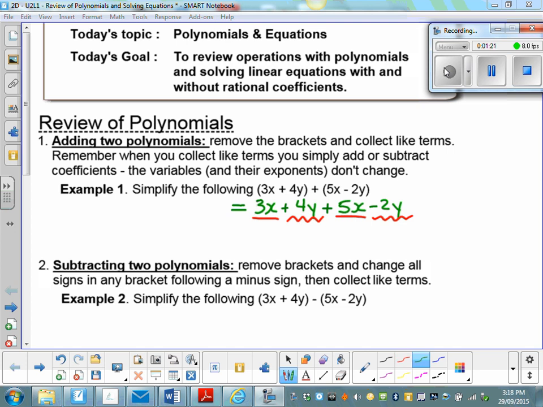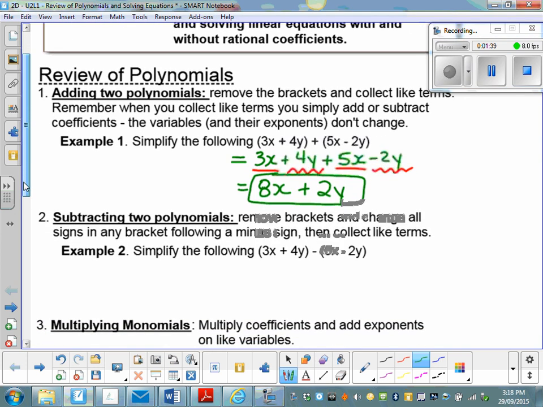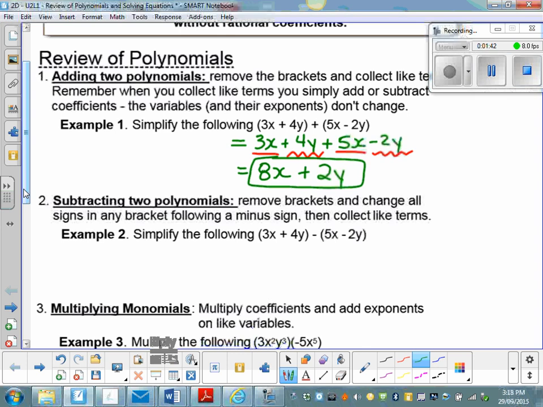So if I collect the x's together first, 3x plus 5x is going to give me 8x. And then the y's, I have a plus 4y and a minus 2y, and that's plus 2y. So my final answer there is 8x plus 2y. The x and the y are not like terms, so I can't add them together. So that's my final answer in that situation.